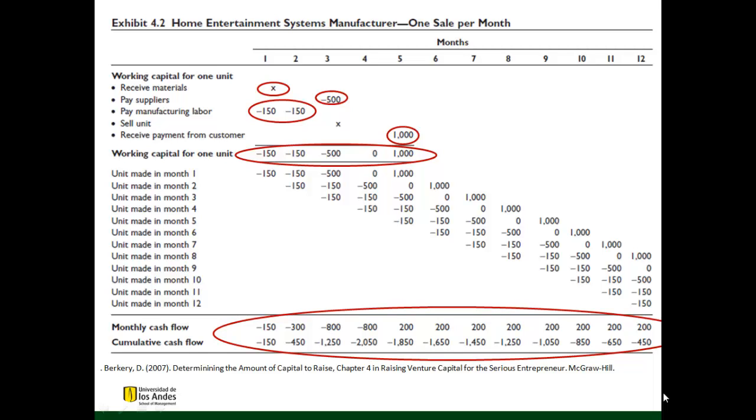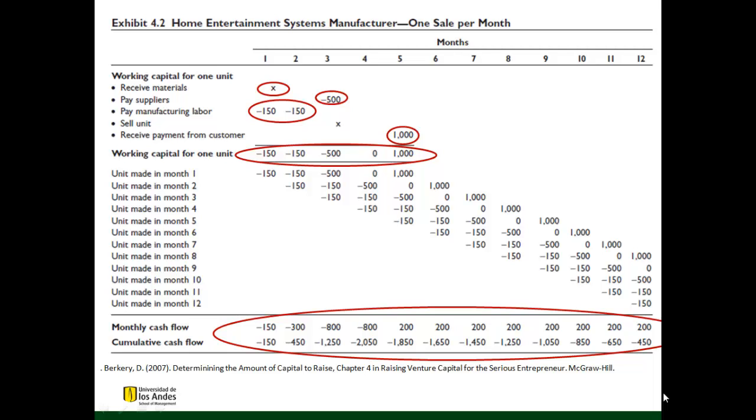Monthly cash flow is the sum of the cash flow produced by or demanded by every unit that is being done by the firm, and cumulative cash flow is the sum month after month of the cash flow of the month plus the cash flow that I've generated or that I have used in the months before. So the lowest line, the cumulative cash flow line, is simply adding up the latest result for monthly cash flow to the accumulated cash flow before. You see the pattern here.